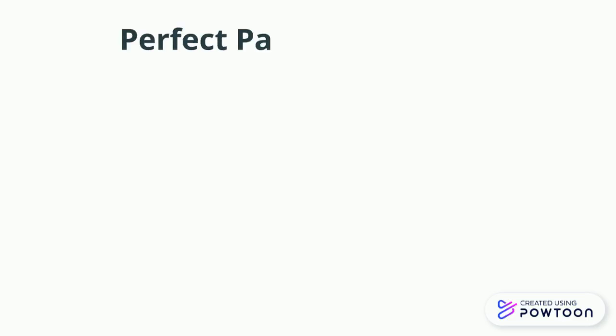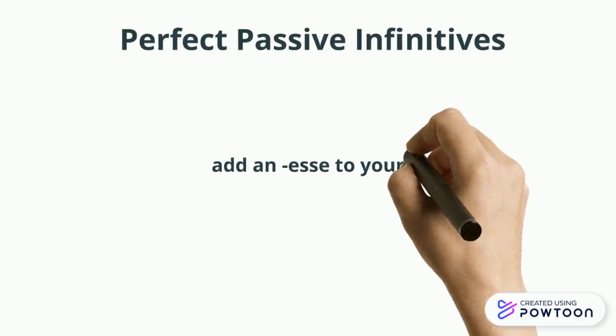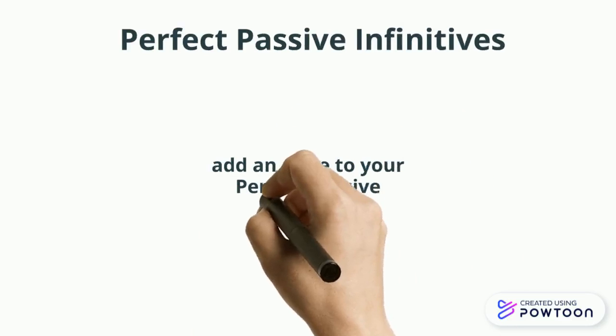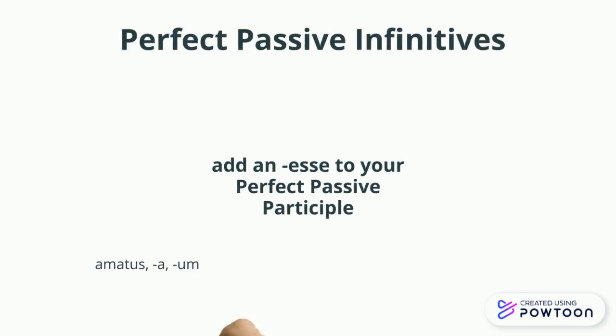Perfect passive participles can be used to build perfect passive infinitives. Just add esse to your participle form. So amatus becomes amatus esse, to have been loved.